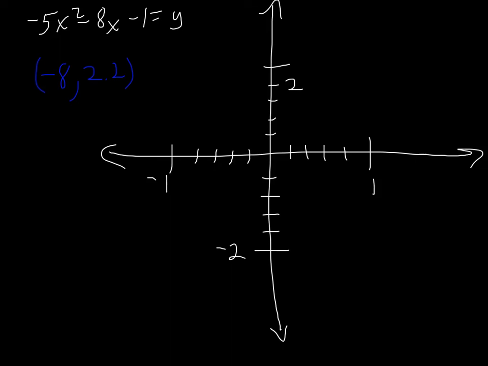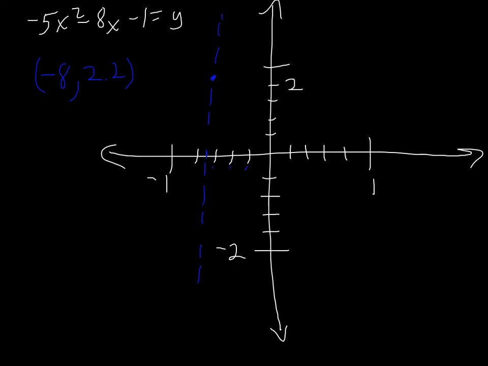So I need to plot this. So I'm going to plot my vertex, which is -0.8. So here is 0.25, 0.5, 0.75. So -0.8 is right about here. And then 2.2. So that looks like it would be about right there. That's my vertex. So my vertex, or my line of symmetry, is going right through like this. Okay, there's my line of symmetry.